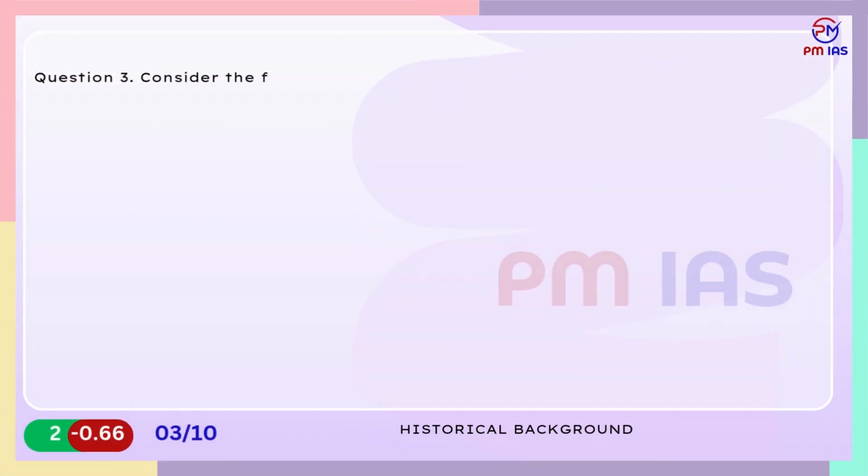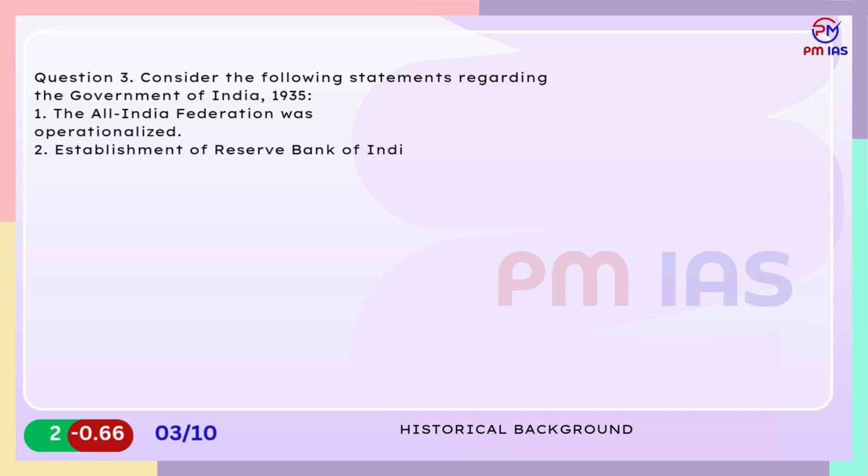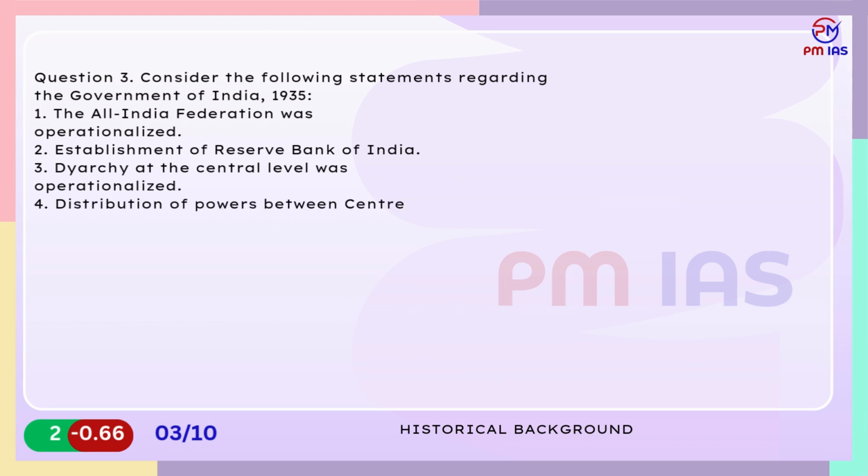Question 3. Consider the following statements regarding the Government of India Act, 1935. 1. The All India Federation was operationalized. 2. Establishment of Reserve Bank of India. 3. Diarchy at the central level was operationalized. 4. Distribution of powers between centre and states.